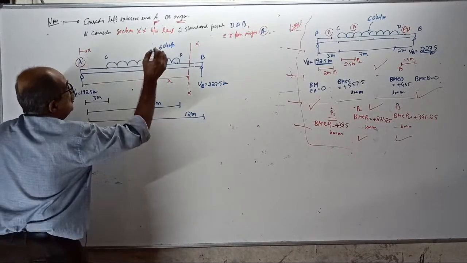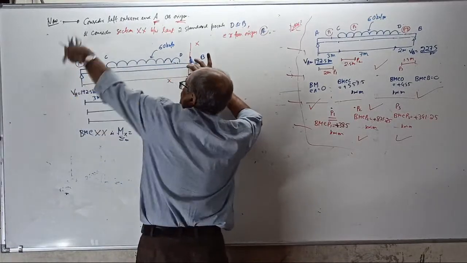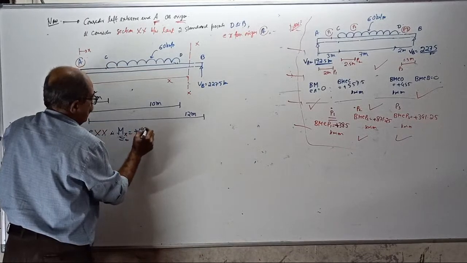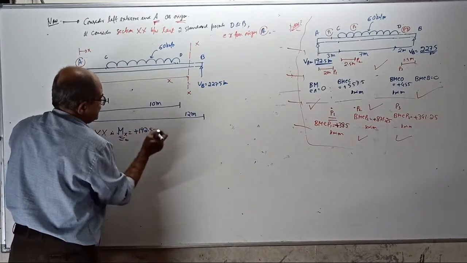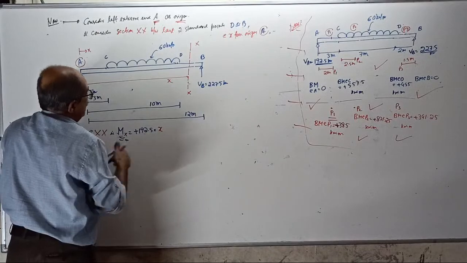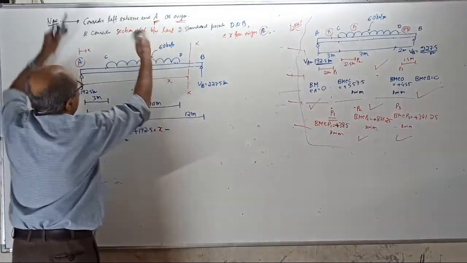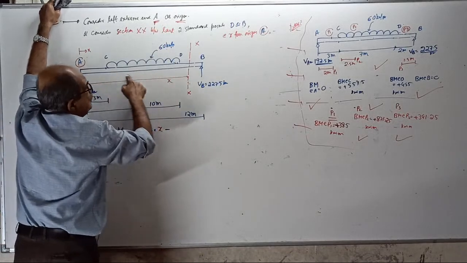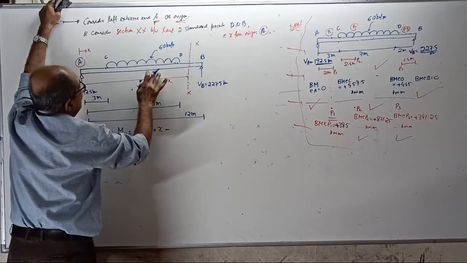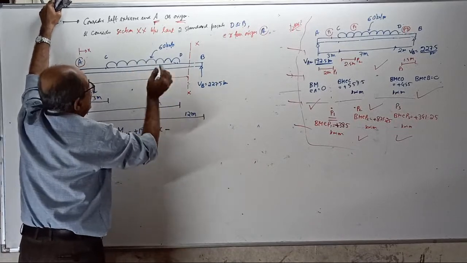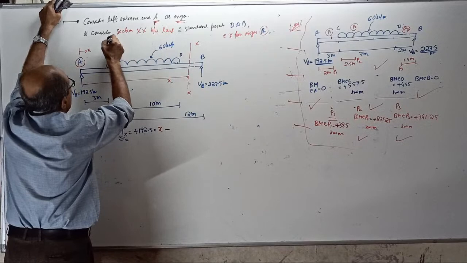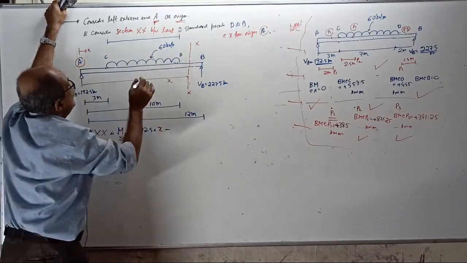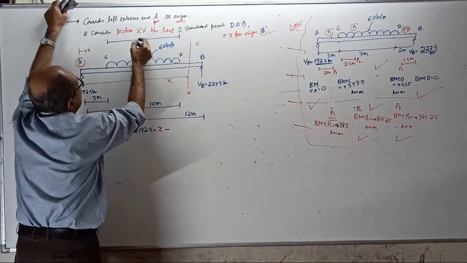Sagging equal to, start here: plus 192.5 into X. Then minus 60 kilonewton per meter for what length? You cannot see that length there. You can do one thing: somewhere on the upper side, mark the length of the UDL. You are not doing that; next time do it. Somewhere here I want it systematic, 7 meter.